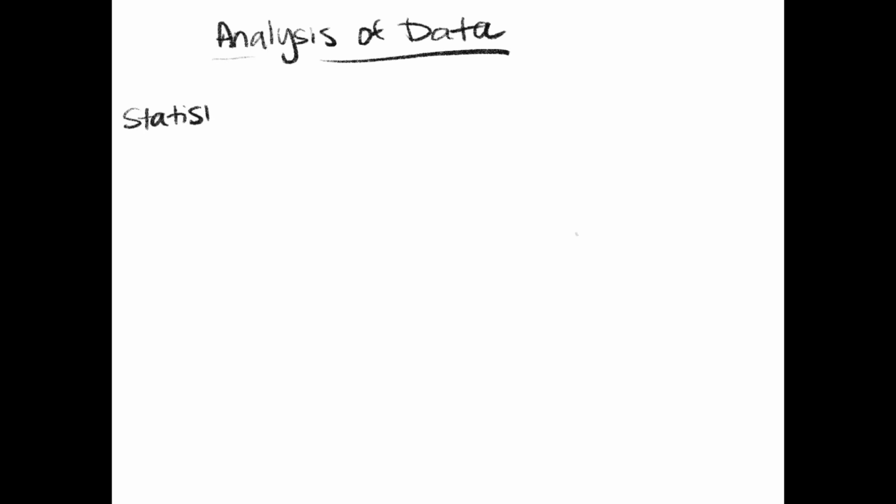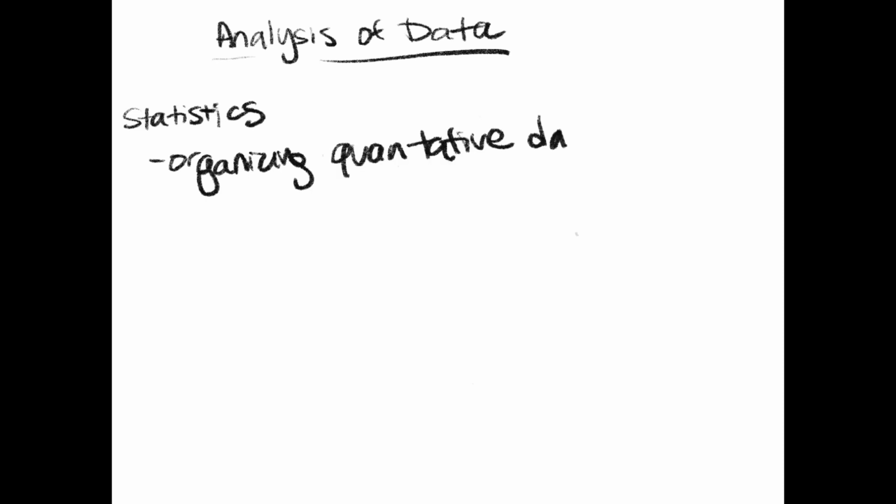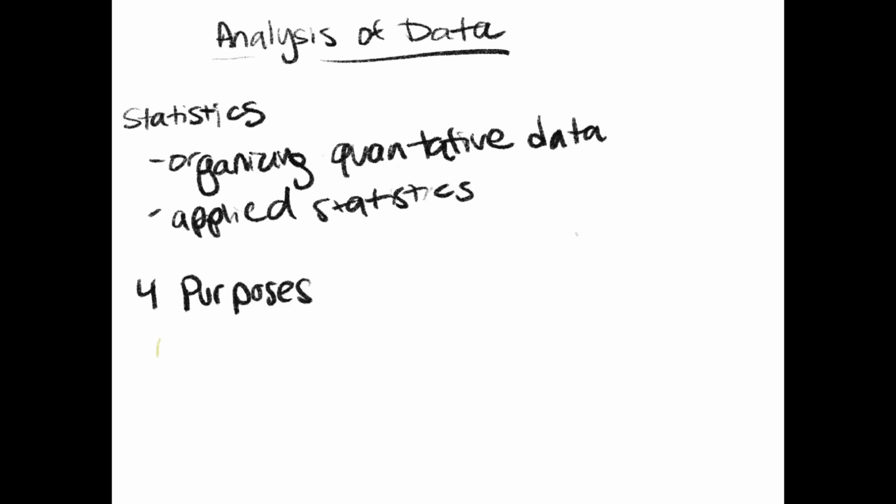And this was Chapter 9, analysis of the data. This was specifically on statistics, talking about how statistics are organizing the quantitative part of the data, and specifically this chapter focused on applied statistics. There are 4 purposes for statistics.